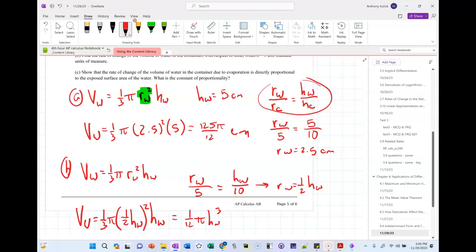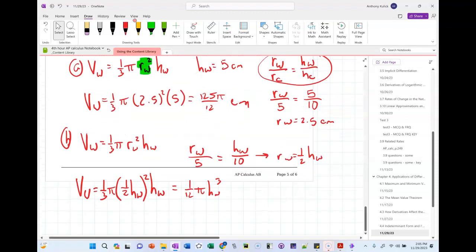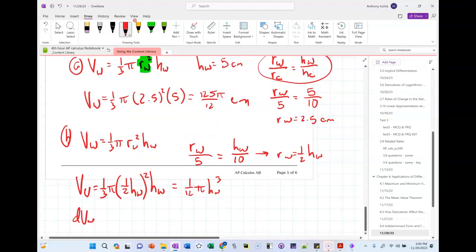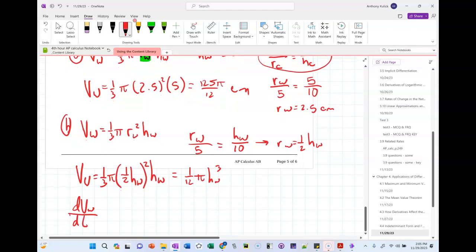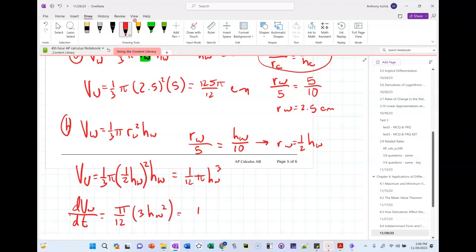Because if I differentiate, I'd have to use a product rule, and then I'd get a dr/dt, and I don't have any information about what that rate of change should be, and I'm kind of stuck. But now, if I differentiate it with respect to t, it's all good.